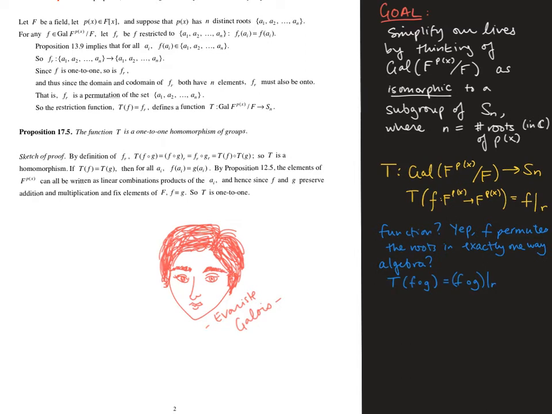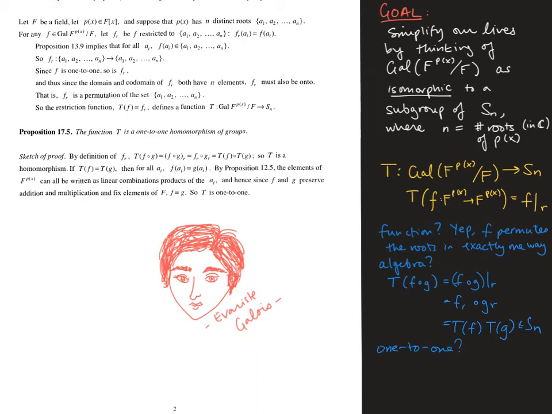Okay, so we plug in a composition, f composed with g, and we want to see what happens when we evaluate this thing at the roots. Do we get a permutation, and does our algebra end up being preserved? So is this going to be the product of the permutations f restricted to r and g restricted to r? But it turns out that this is just a matter of definition. And so we get exactly what we want. We get that this is really just a product of permutations in Sn.